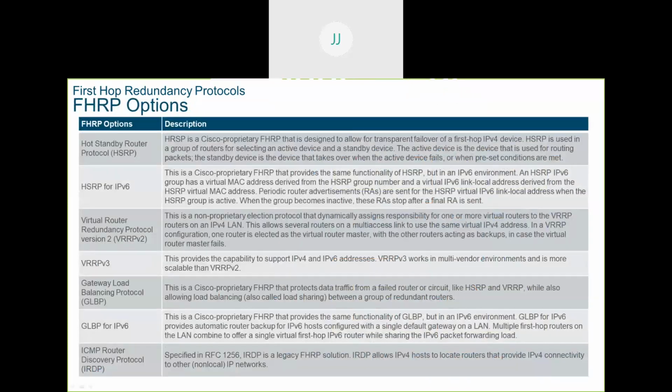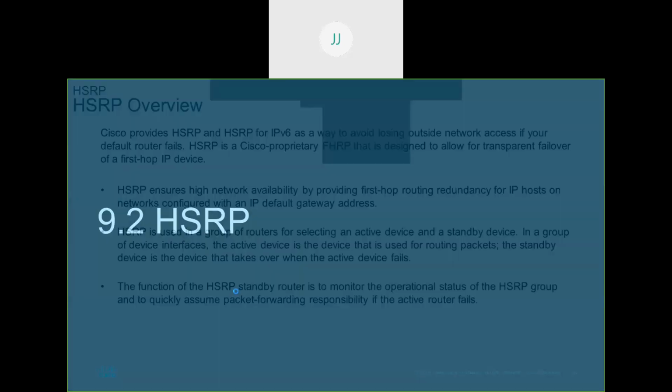There are some different options for using this technology. HSRP, or Hot Standby Router Protocol, is the one that Cisco most wants you to learn. It is a Cisco proprietary FHRP. You'll also want to be familiar with the other options on this list, especially GLBP, which is another Cisco proprietary protocol, and it provides load balancing within a group of redundant routers. And this module focuses on HSRP.